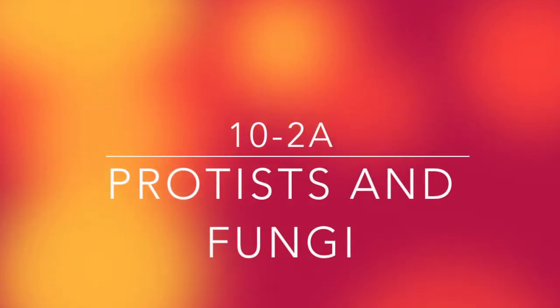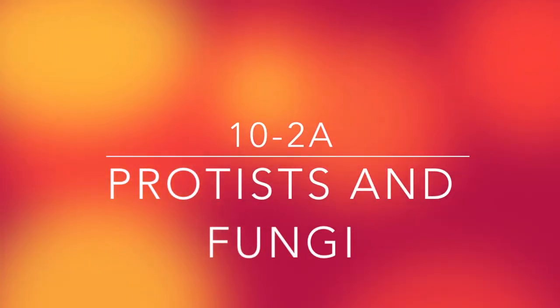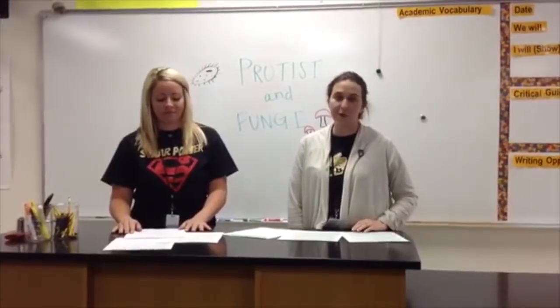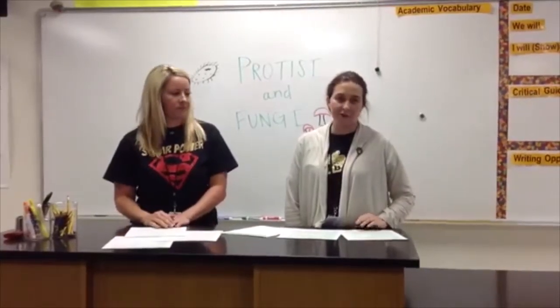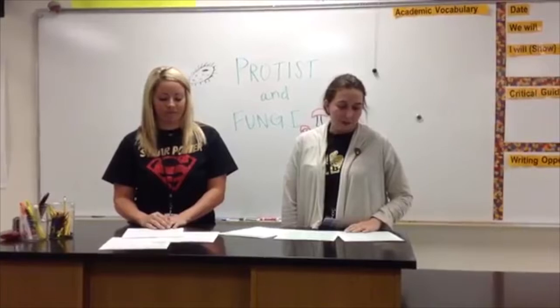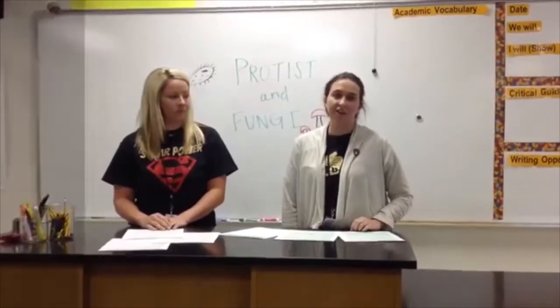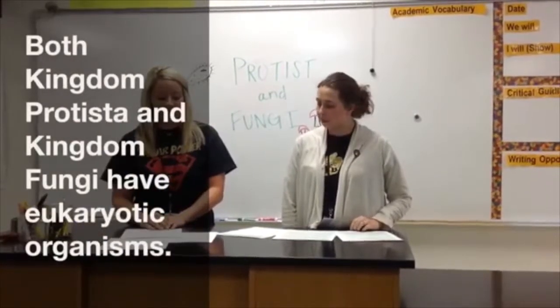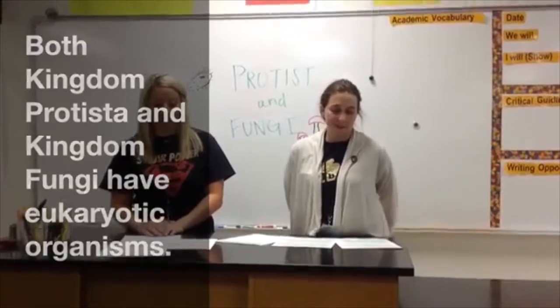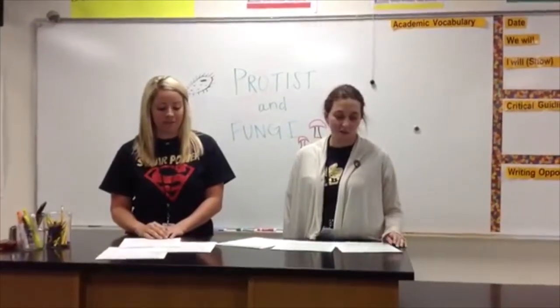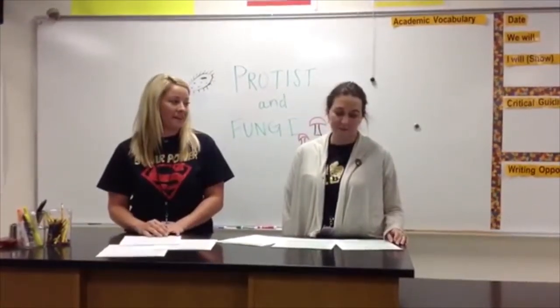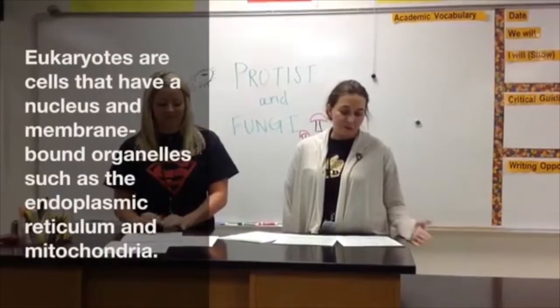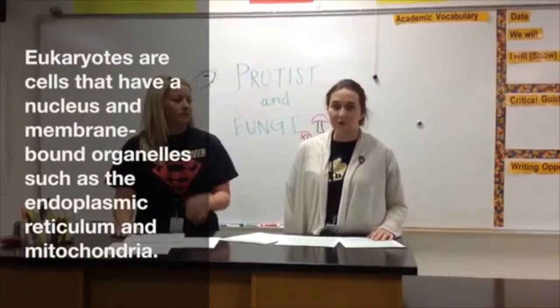Today we're talking about two kingdoms: Kingdom Protista, which are the protists, and Kingdom Fungi, which are the fungus. Both kingdoms have eukaryotic organisms. Eukaryotes are cells that have a nucleus and membrane-bound organelles like the endoplasmic reticulum and mitochondria, right? Right. First we talk about the characteristics of protists.